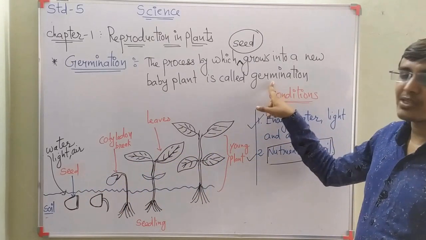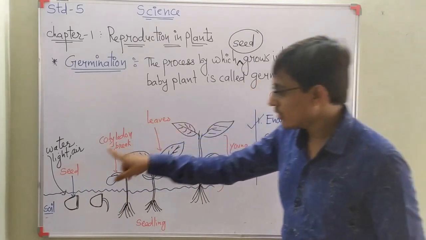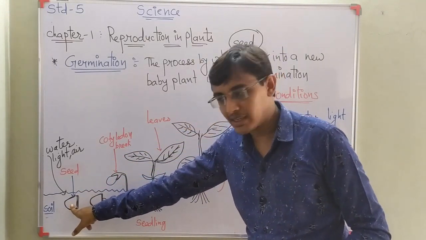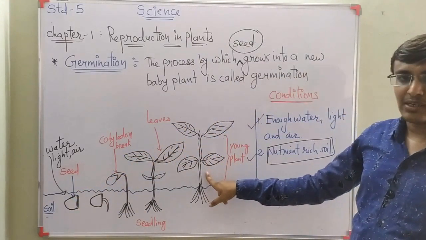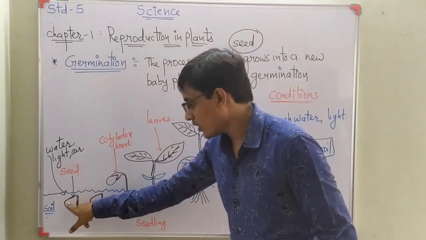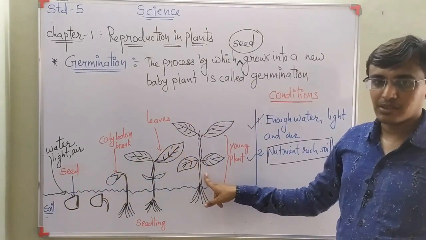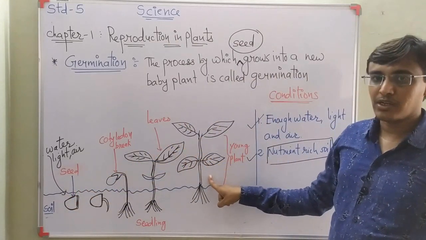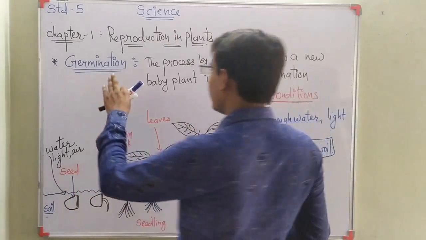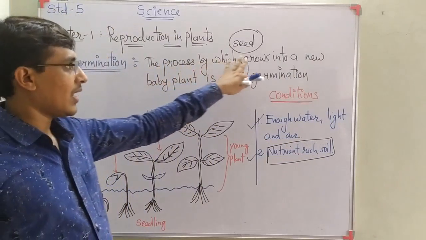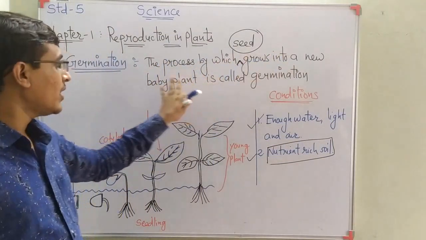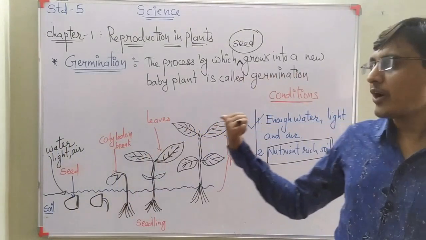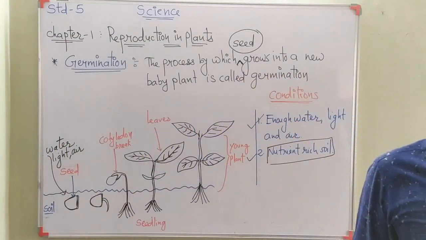It is called germination. If you have sown the seed of a banyan tree, then you get your banyan tree. If you have sown the seed of the coconut tree, then you get your coconut tree. If you have sown the seed of the mango tree, then you get the mango tree. So is it clear what is meant by germination? The process by which a seed grows into a new baby plant is called germination. Note down the points. Write it down.